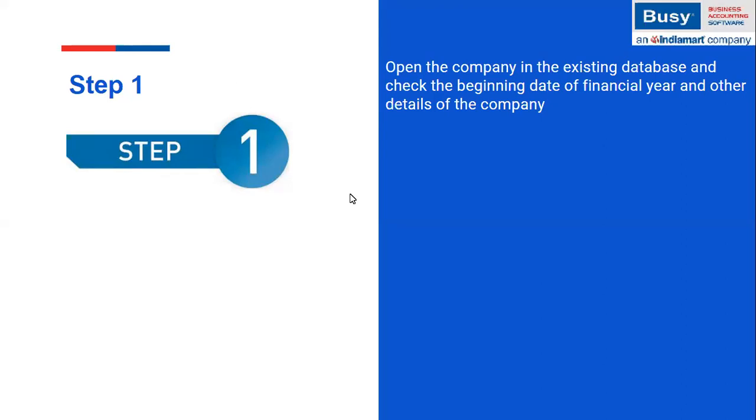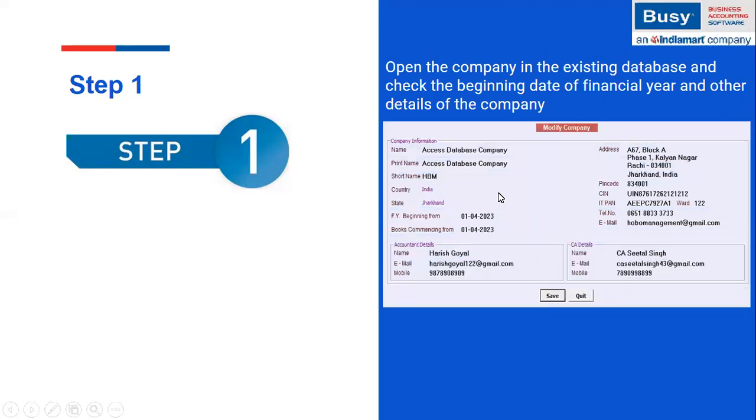This is step 1. Open the company in the existing database and check the beginning date of the financial year and other details. You can see the image. You can go to Edit Company or Modify Company and check the beginning financial date. The date is 1st April 2023, you can see, and country and state. So you have to check these details in the existing company.